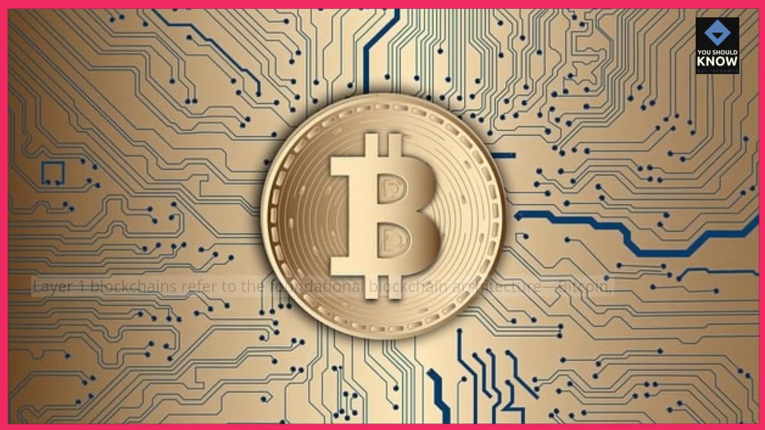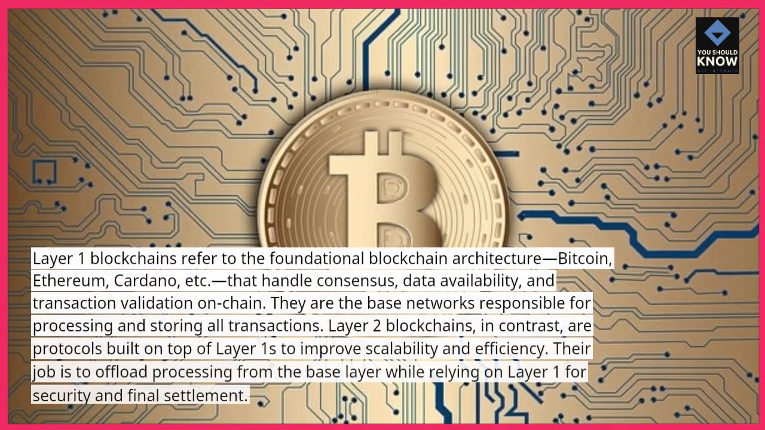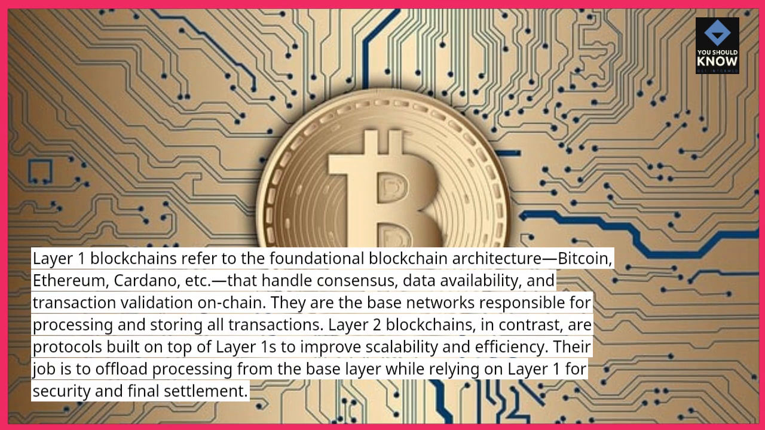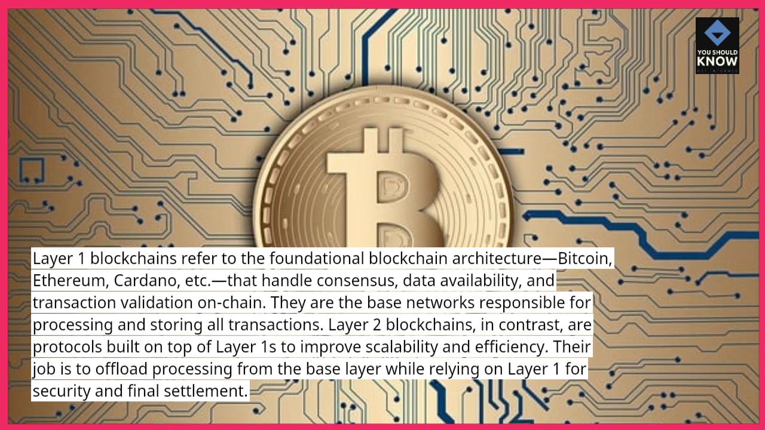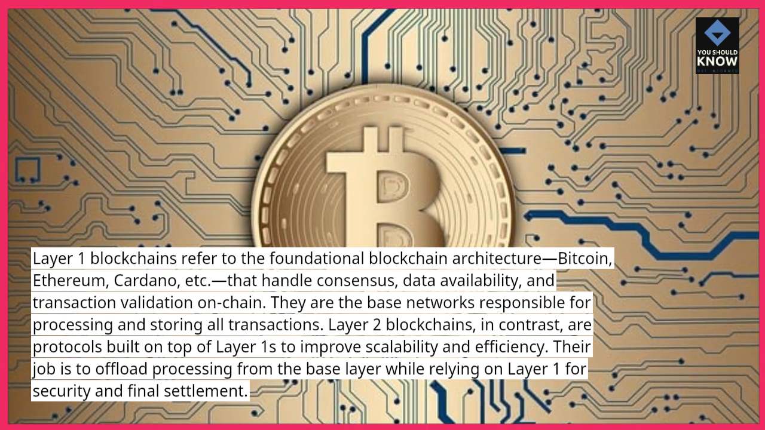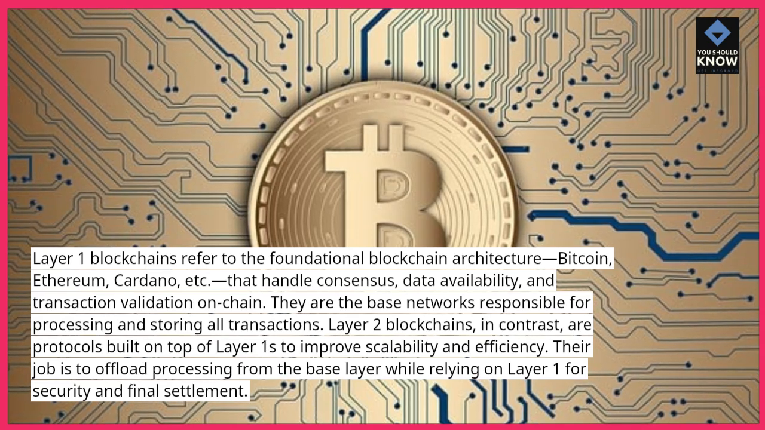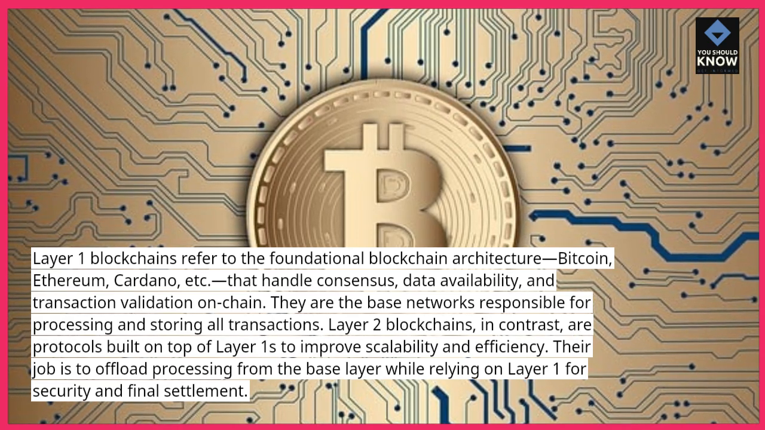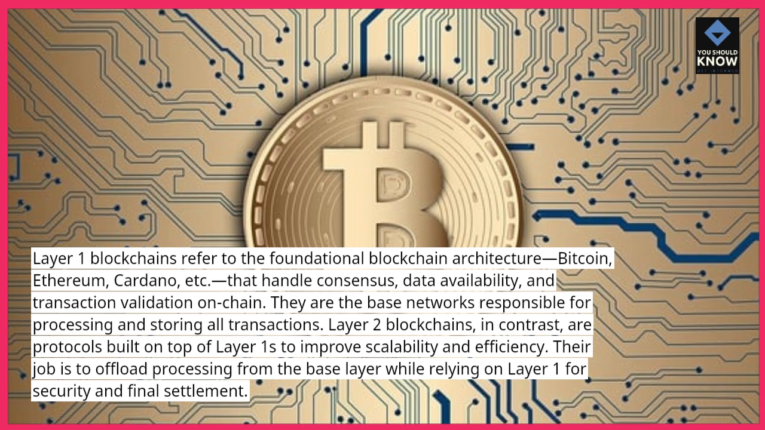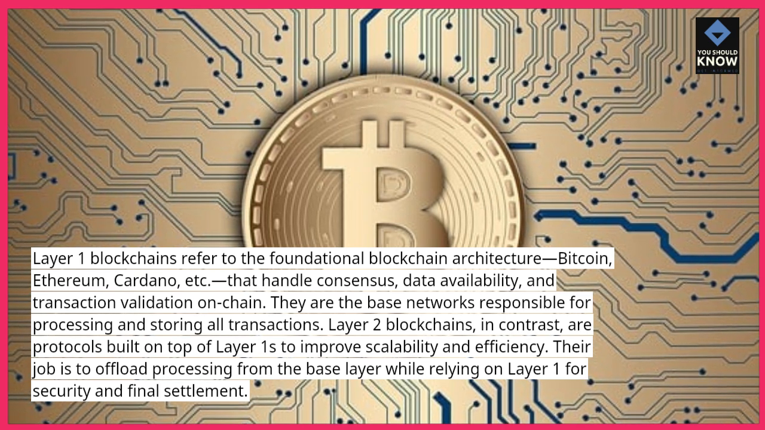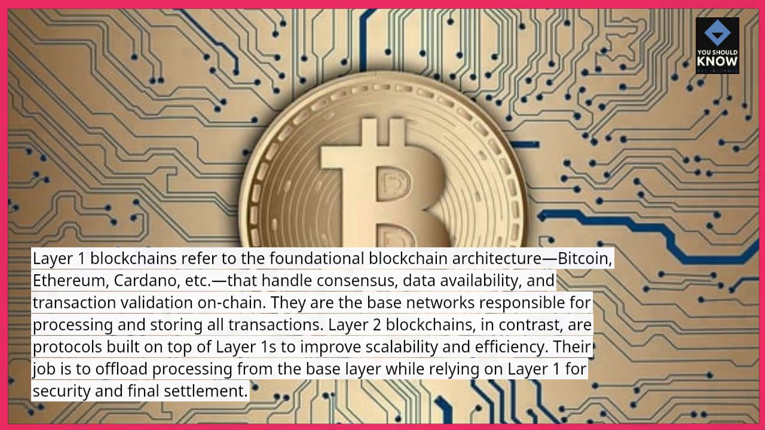Layer 1 blockchains refer to the foundational blockchain architecture, Bitcoin, Ethereum, Cardano, etc., that handle consensus, data availability, and transaction validation on-chain. They are the base networks responsible for processing and storing all transactions. Layer 2 blockchains, in contrast, are protocols built on top of Layer 1s to improve scalability and efficiency. Their job is to offload processing from the base layer while relying on Layer 1 for security and final settlement.